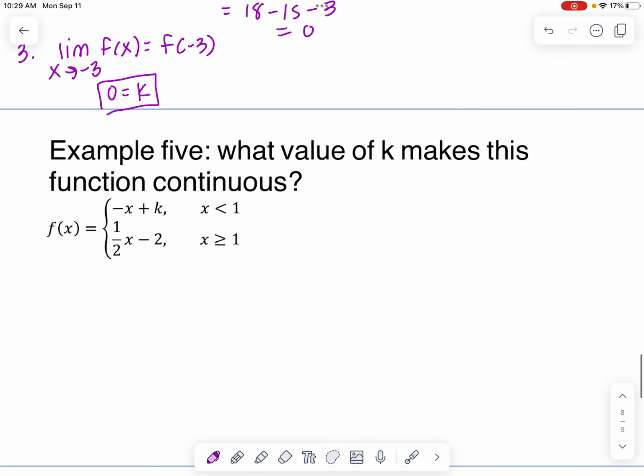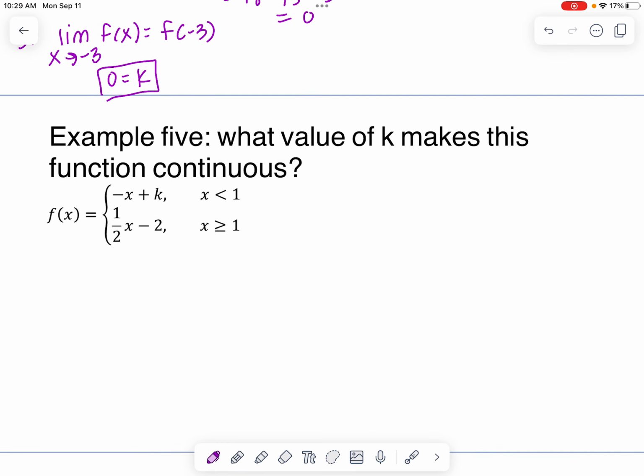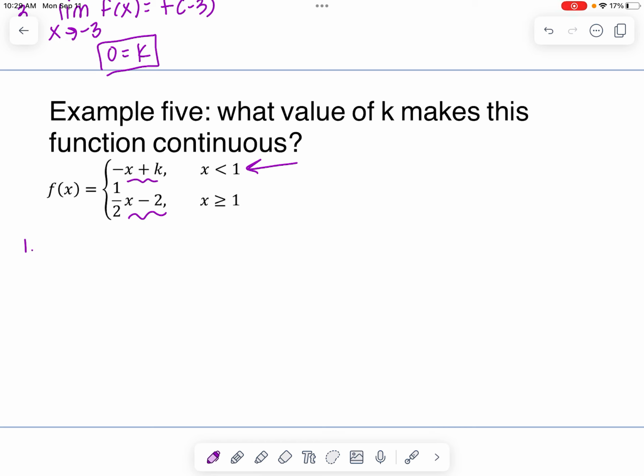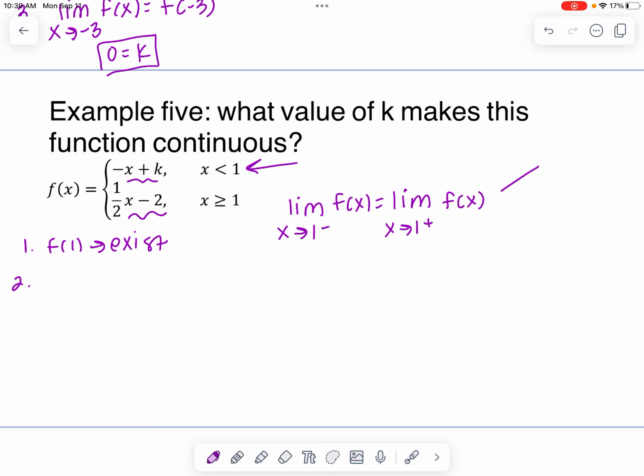Okay, last one. Feel free to try this on your own. This one's a little bit more like the original ones because all of the values less than 1 are defined by the function negative x plus k, and then all the x values greater than or equal to 1 are defined by 1/2 x minus 2. And so, yes, we know that f of 1 is going to exist, but that is not going to help us find the k value. What will help us find the k value is the fact that the left-hand limit always has to equal the right-hand limit for the limit to exist. And because it's continuous, we know the limit exists, so that means that this fact right here must be true.